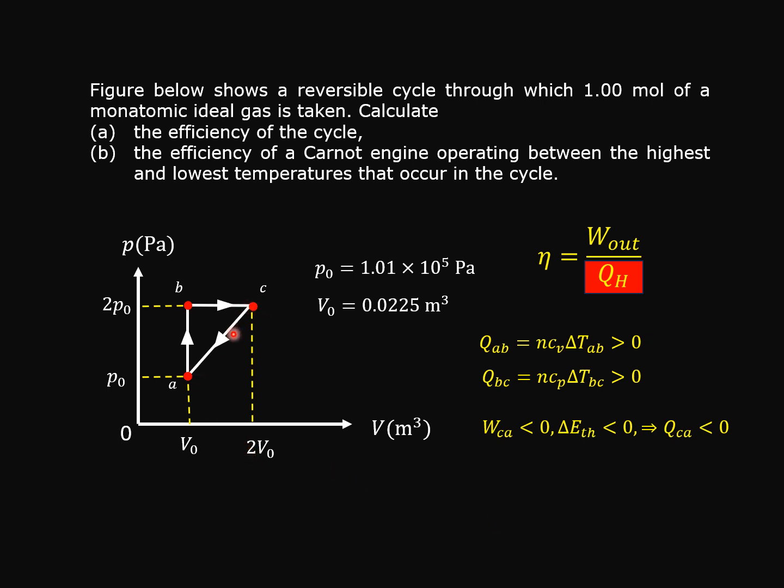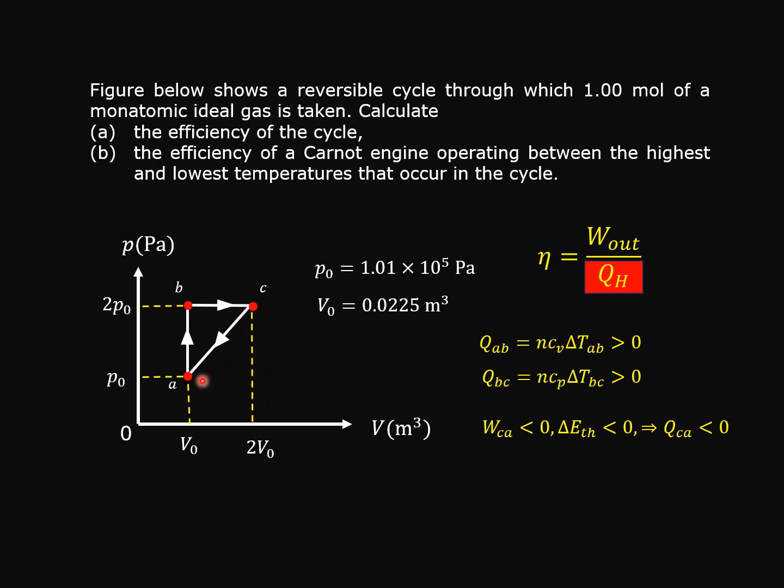In the last thermodynamic process of the entire cyclic process, from state C to state A, we can apply the first law of thermodynamics to determine whether the heat Q is transferred to or from the gas. Because this is the compression process, the gas is compressed, so the work done, which can be obtained from the area under the graph, should be a negative value because of the gas compression.